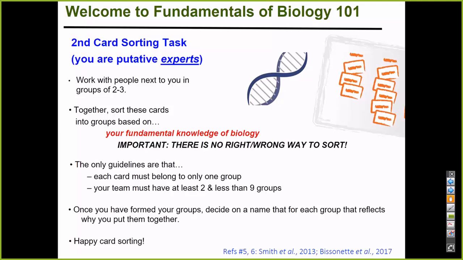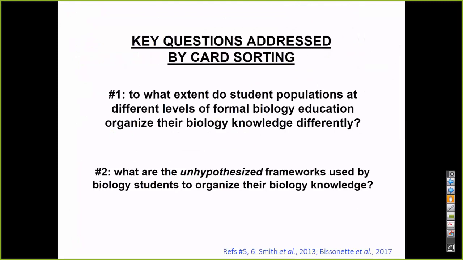So the second thing you can do is a framed card sort task, where you say, okay, now I'm going to give you these deep threshold concepts. Can you sort, right? Because all of you are experts. The second critical question is, once you're primed with where I want you to go, can you sort like an expert? So, bigger picture, I'll show you the correct answers in a second, but to what extent do student populations at different levels of biology education organize their biology knowledge differently?